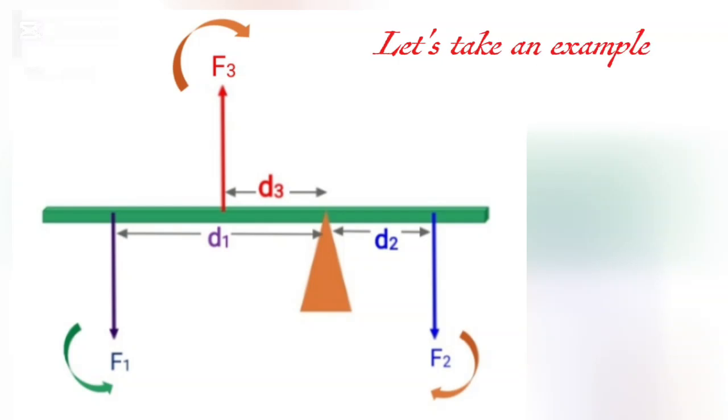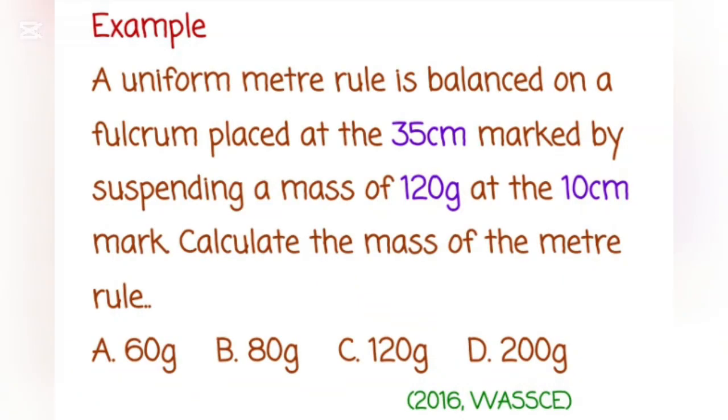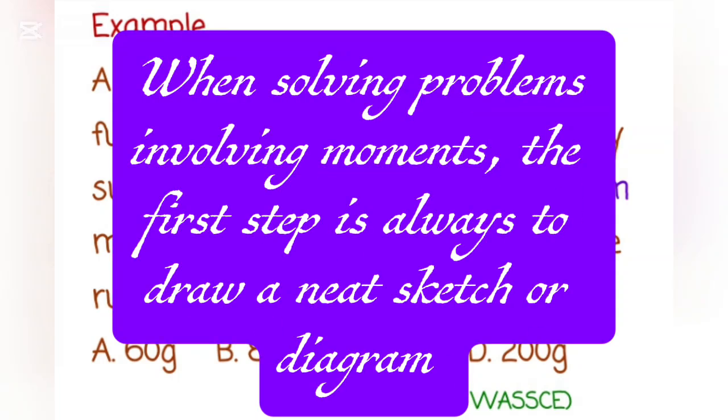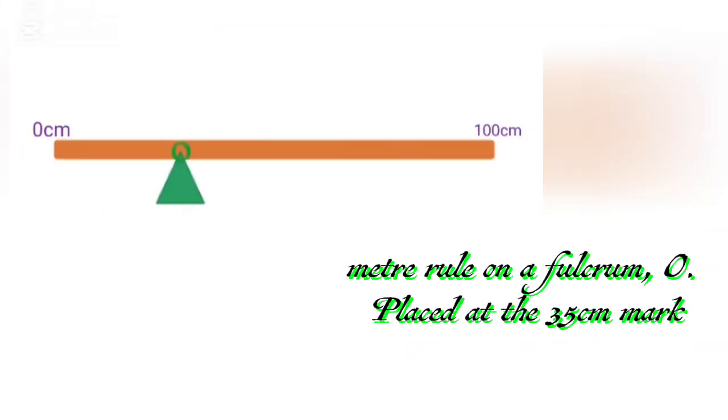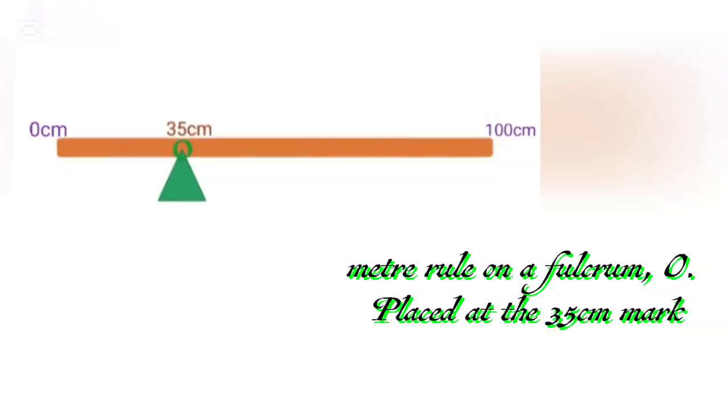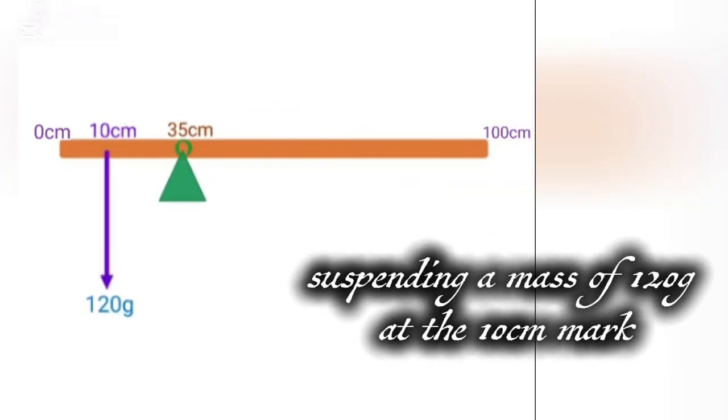Let's take an example. A uniform meter rule is balanced on a fulcrum placed at the 35 cm mark by suspending a mass of 120 grams at the 10 cm mark. Calculate the mass of the meter rule. When solving problems involving moments, the first step is always to draw a neat sketch or diagram. Meter rule on a fulcrum, O, placed at the 35 cm mark, suspending a mass of 120 grams at the 10 cm mark.